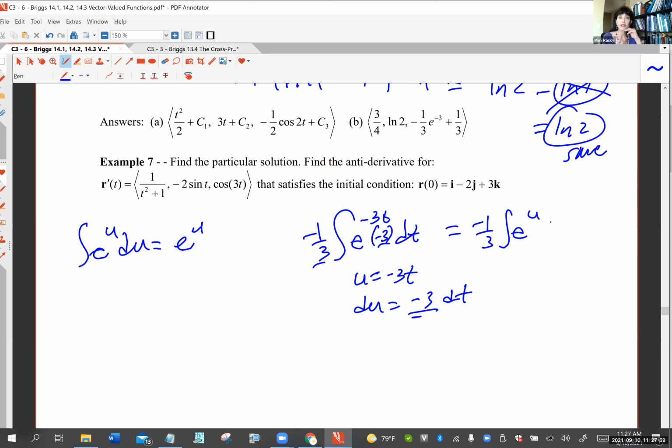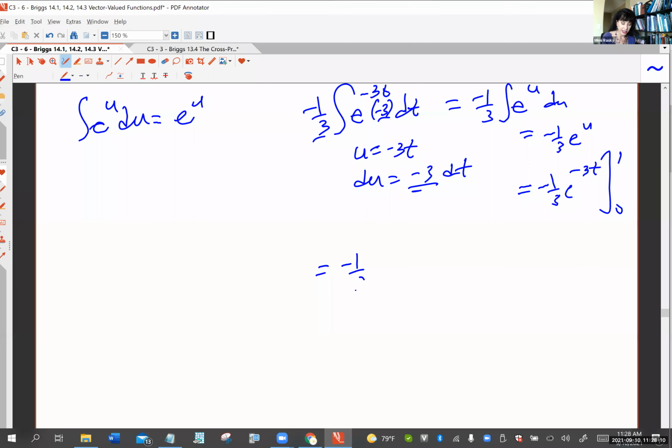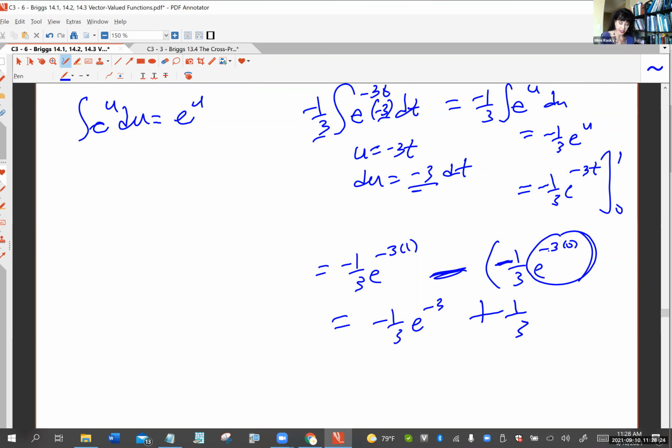So now this looks like negative 1/3 e to the u du. Cool. So you'll get negative 1/3 e to the u, but then u is negative 3t, and you'll evaluate this exponential between the limits. Plug in that upper limit first, minus, then plug in the lower limit. And this is a minus minus, so you can change that to a plus. What is e to the 0? 1. Okay, and we're done with this.